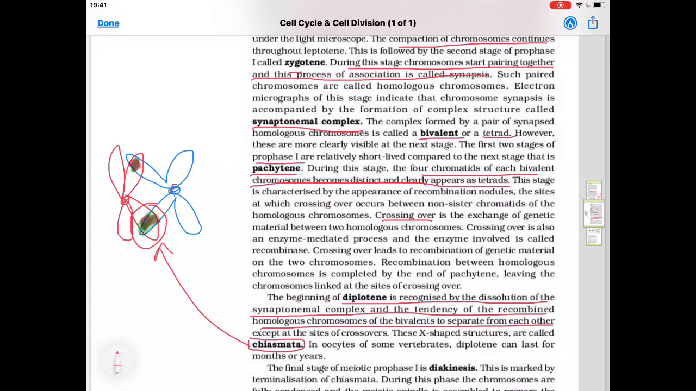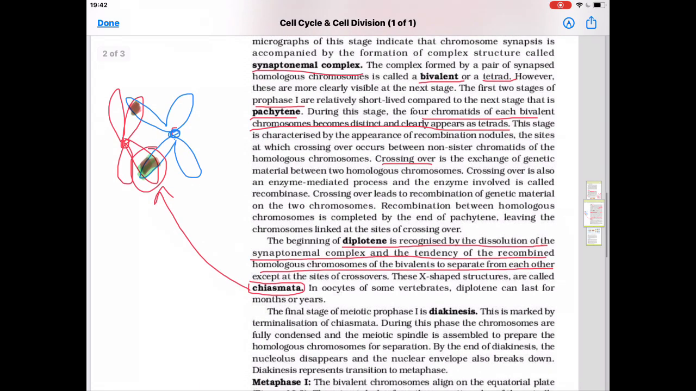So learn the word chiasmata. It occurs in the stage diplotene. The X-shaped structure called chiasmata is a crossing between the chromatids of a homologous chromosome, non-sister chromatids of homologous chromosomes. In oocytes of some vertebrates, diplotene can last for months or years.